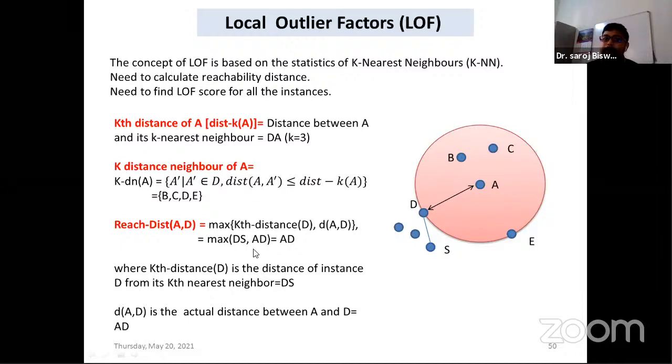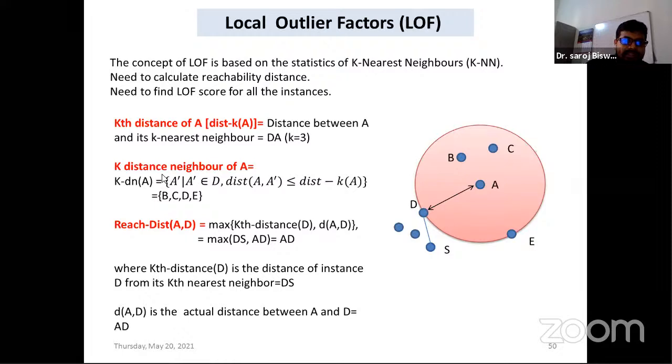...ds comma ad. But the reachability between A and B is defined by the maximum. So out of these and these, which one is the maximum? Undoubtedly, this one is less, and this one is the maximum. So that's why the max distance is ad here. In that way, reachability distance should be calculated.